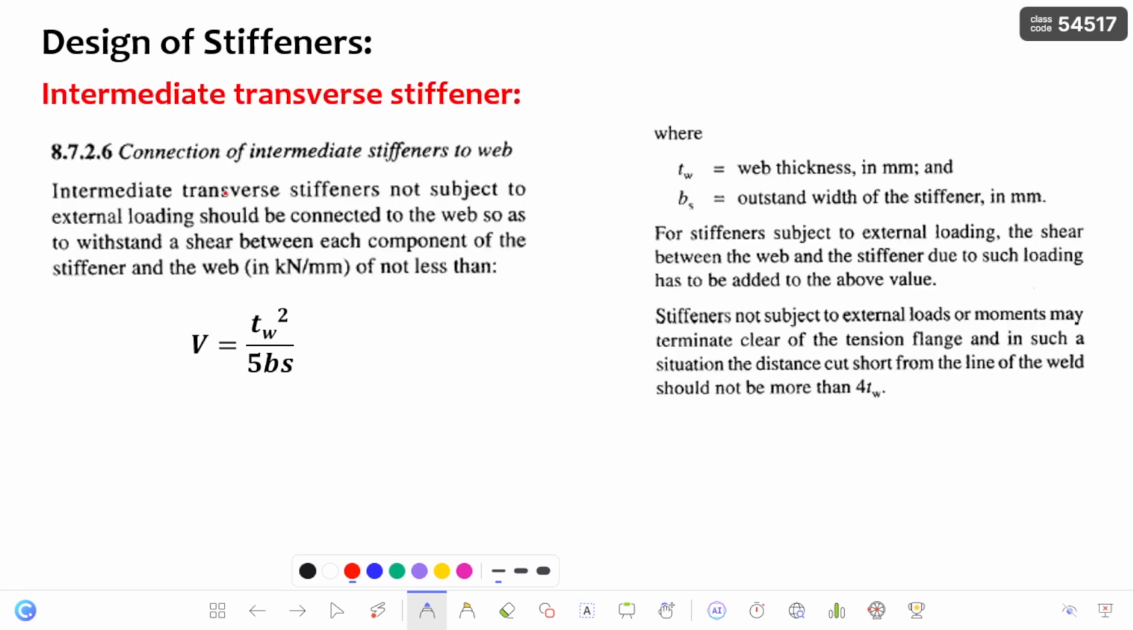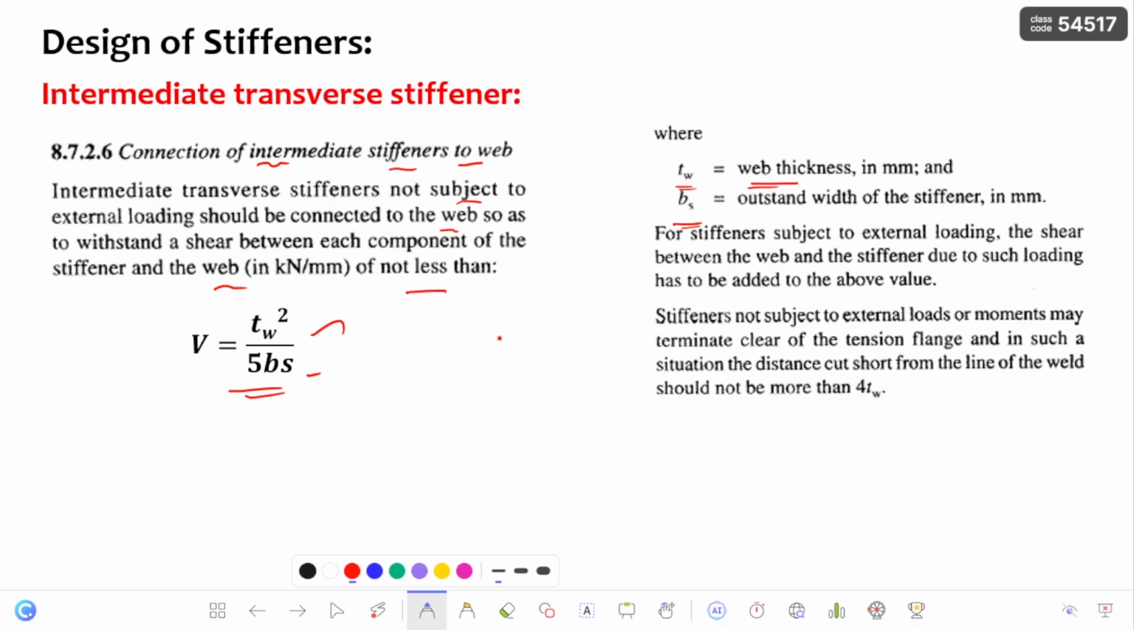Next coming to the other codal provision, this is regarding connection of intermediate stiffeners to web. Intermediate transverse stiffeners not subjected to external loading should be connected to the web so as to withstand a shear between each component of the stiffener and the web of not less than this value. That is, shear is equal to thickness of web square by 5 times the width of the support, that is nothing but the outstand width of the stiffener, BS. BS is nothing but the outstand width of the stiffener. And TW is nothing but the web thickness.